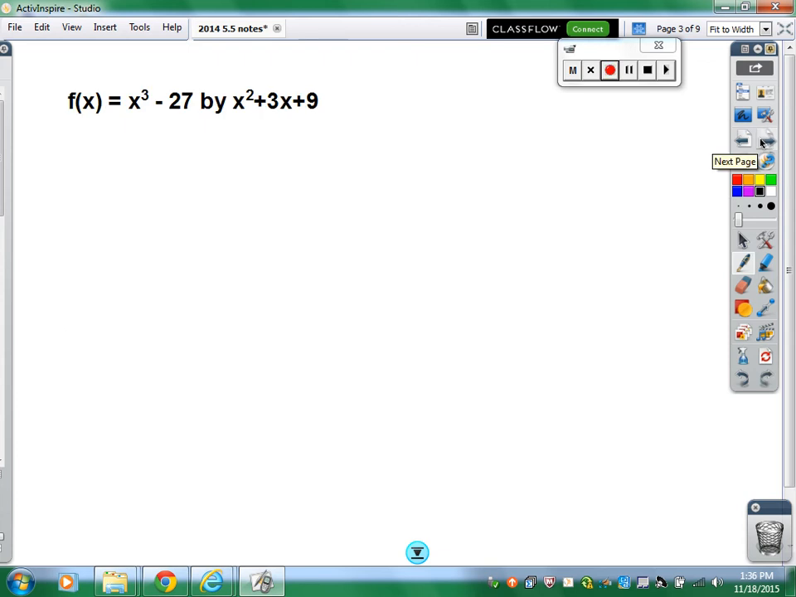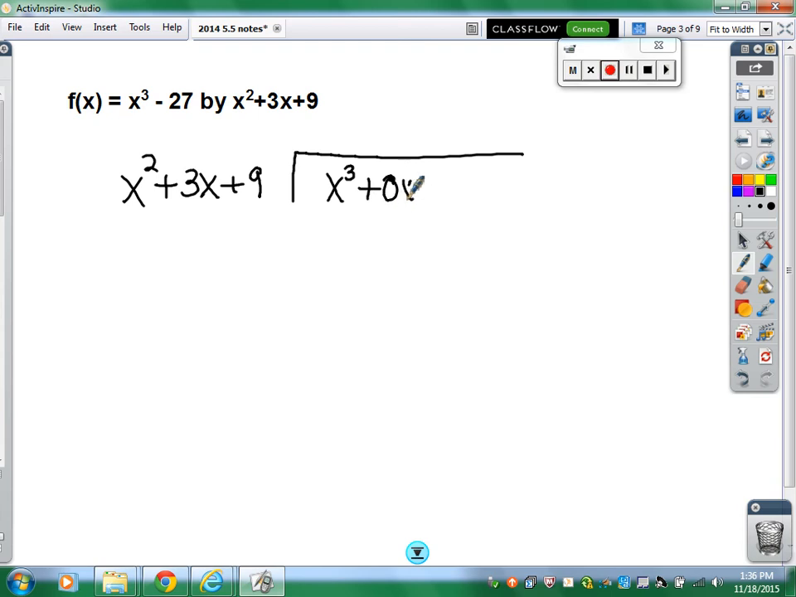All right, write down this problem. So f of x equals x to the third minus 27. We're going to divide that by x squared plus 3x plus 9. All right, let's get it set up. Divisor. Don't forget about the 0 placeholders. So I've got x to the third plus 0x squared plus 0x minus 27. Don't forget about the 0 placeholders.